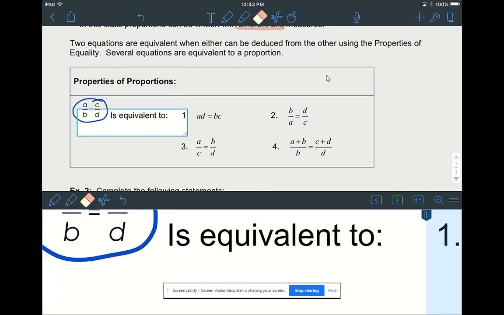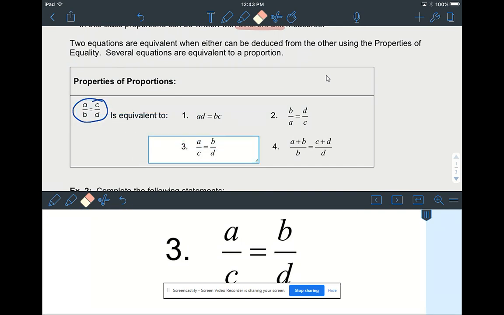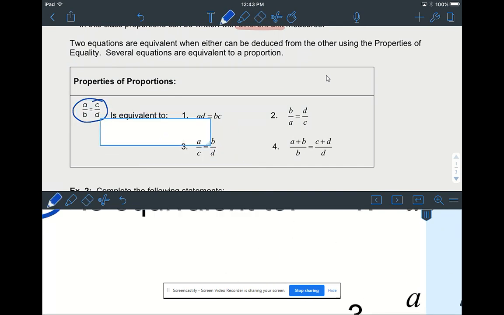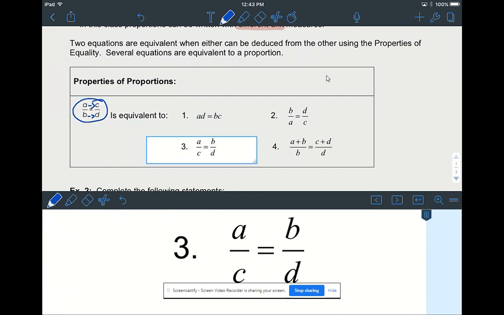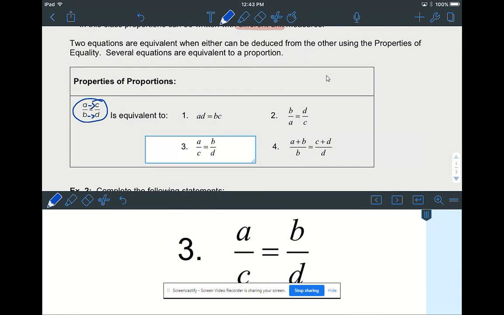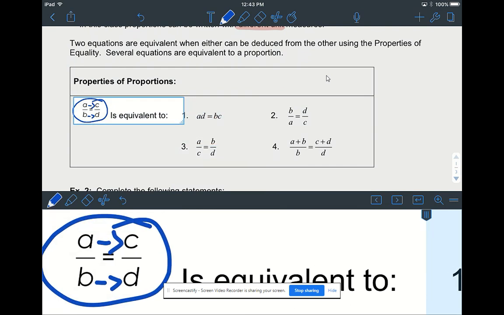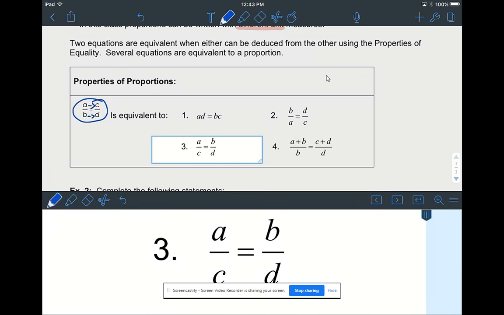Okay, the third equivalency here, A to C equals B to D. So we can go across the top. So we can flip here. So A and C can go in the same fraction or ratio, and that can equal B to D in the same ratio.